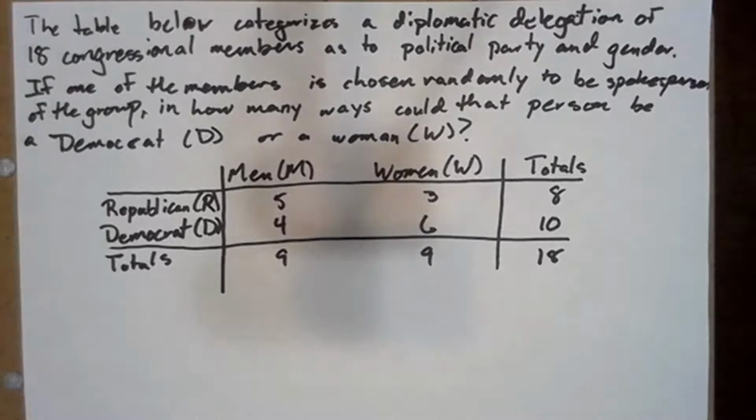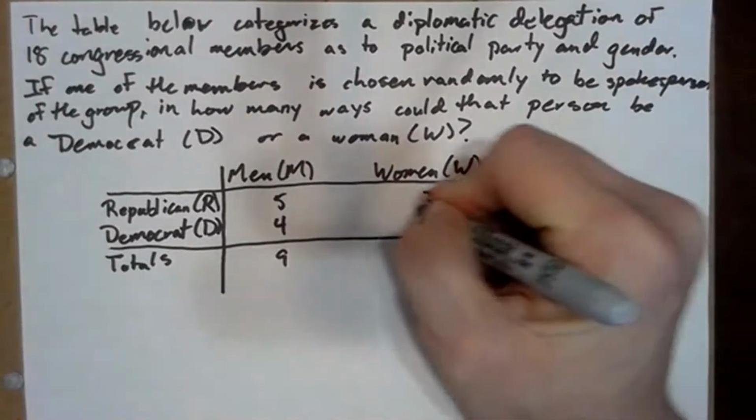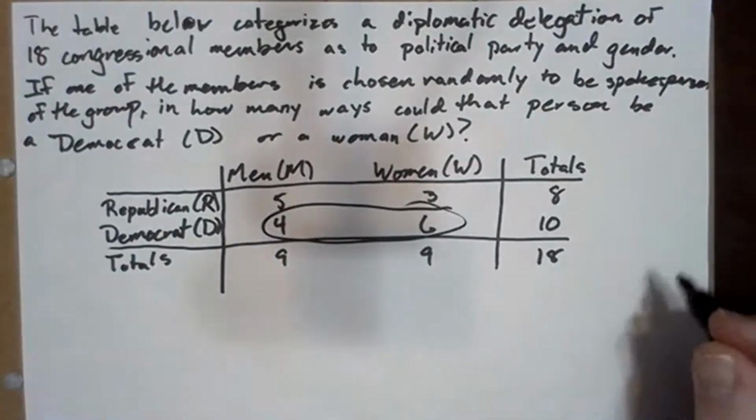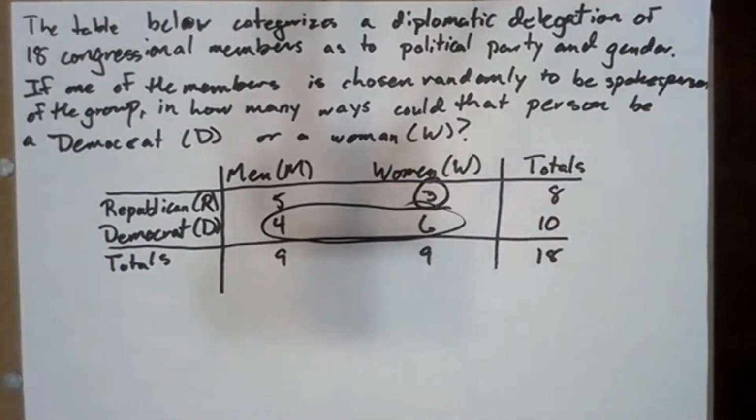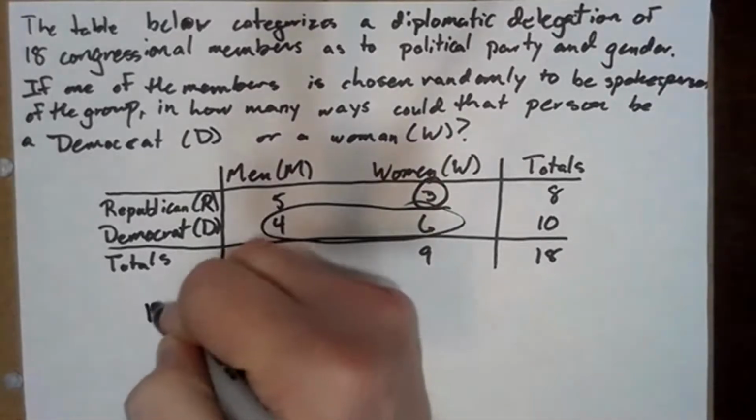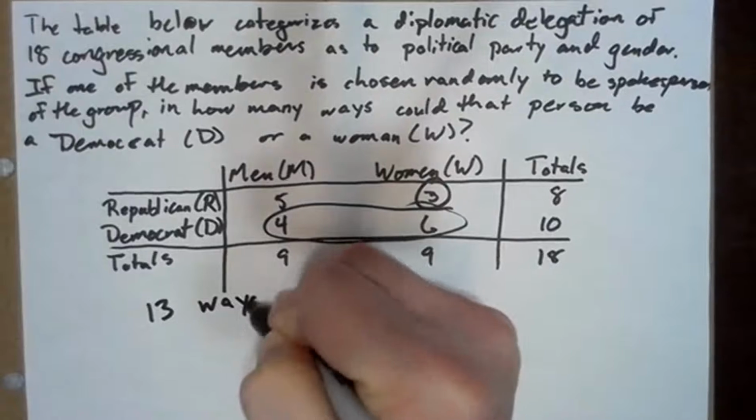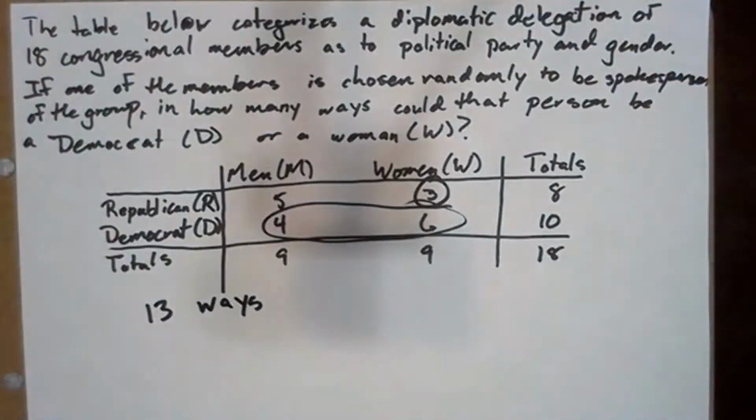Okay, well, the way we want to do this is figure out what number of possibilities there are for a Democrat or a woman. We've got 10 Democrats here, and then 3 additional women who aren't Democrats. That's 13 ways. Sorry, that was 13 women who aren't Democrats.